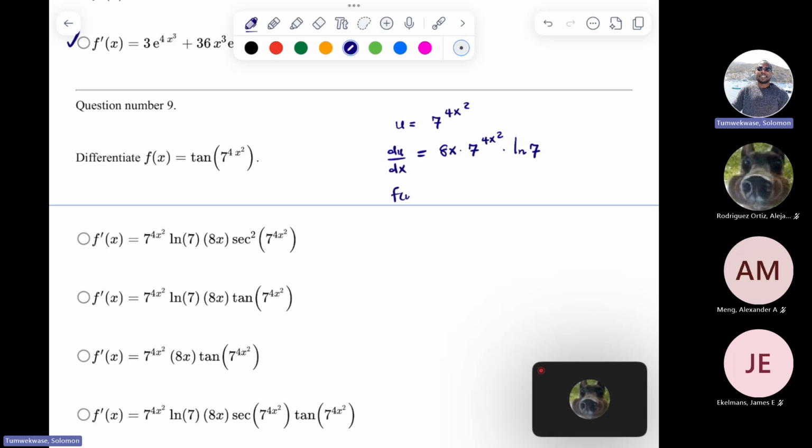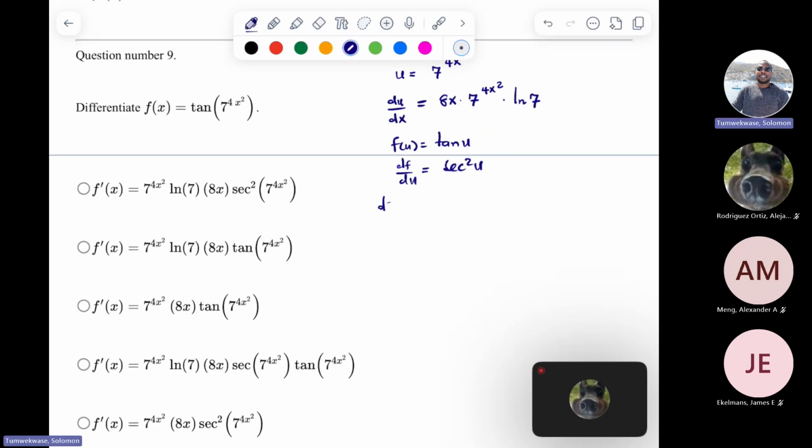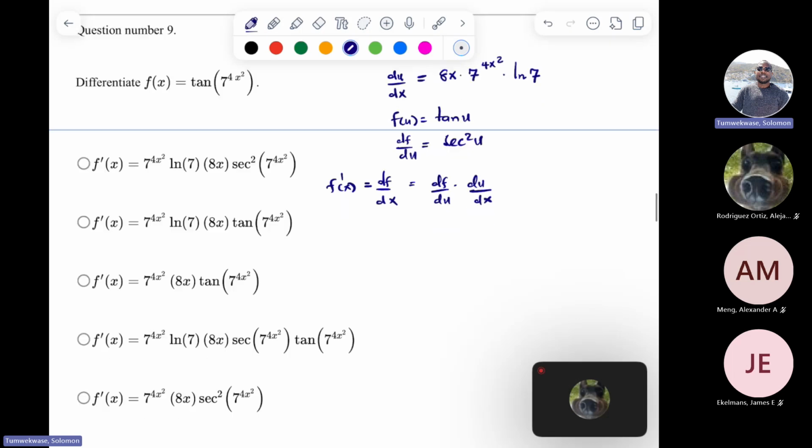And therefore I have f of u as tan u, and the df du is sec squared u, right? So my df dx, which is the same as f prime of x, by chain rule is df du, then times du dx.